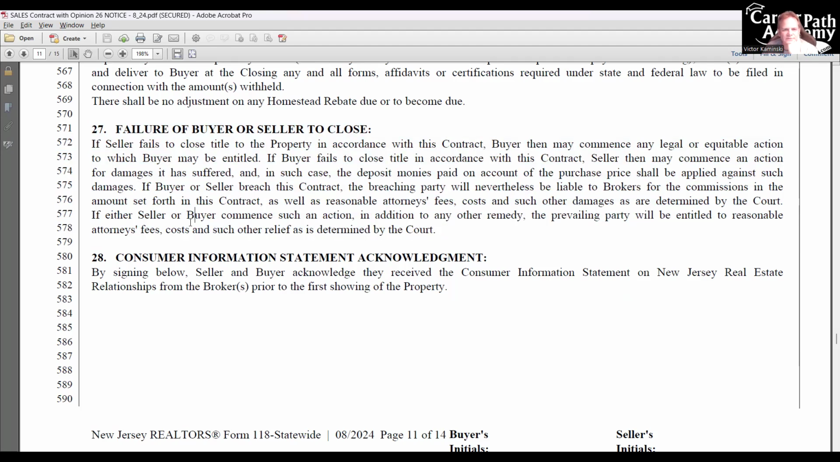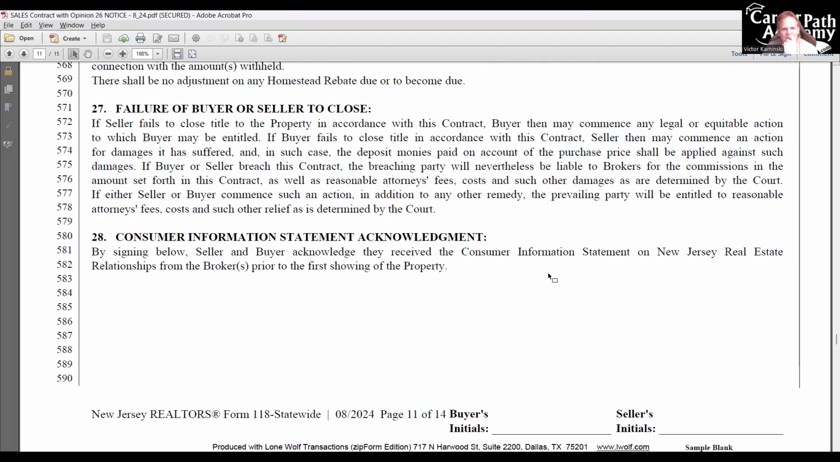But I don't know if this would count as a liquidated damage agreement the way they have it worded. They do say if the buyer fails to close, that the deposit monies paid on account of the purchase price shall be applied against such damages. If that's the case, and you have a liquidated damage agreement for an amount greater than the deposit money, then all you could collect is the deposit money. Even though they tried wording it that the price shall be applied against such damages. I don't know about that.